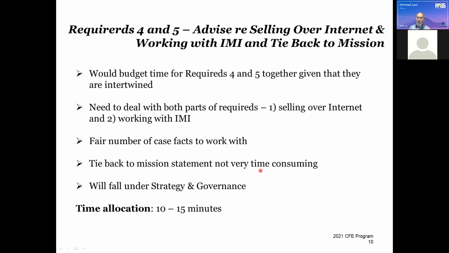Requireds 4 and 5. Required 4 was selling the issues, the factors around selling over the internet and working with IMI. That was 4. 5 was tying back to the mission. So I would have come up with a time budget for requireds 4 and 5 together, given that, as we discussed earlier, they're very much intertwined. The bottom line is that whether I look at them as one required or 2 requireds, either way, as we said earlier, I would have dealt with them together. So I would come up with one budget for 4 and 5 together.